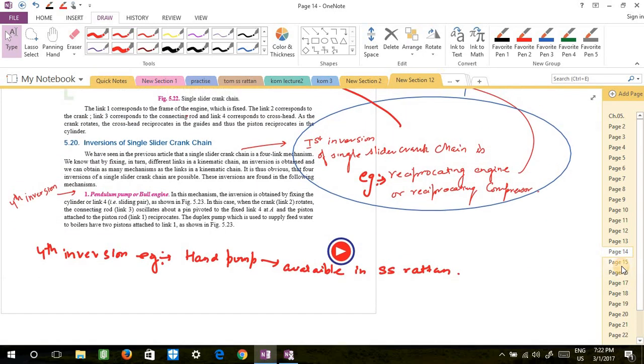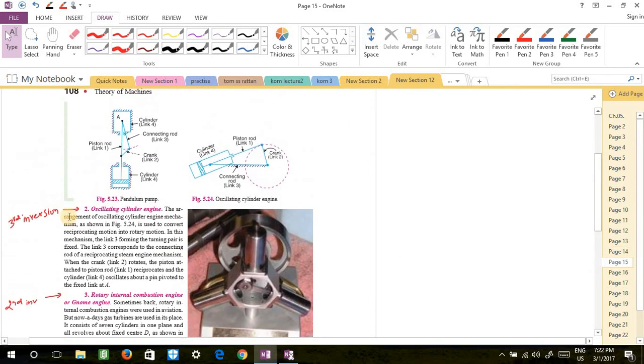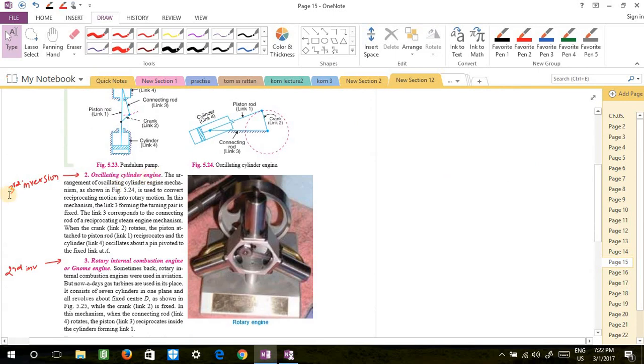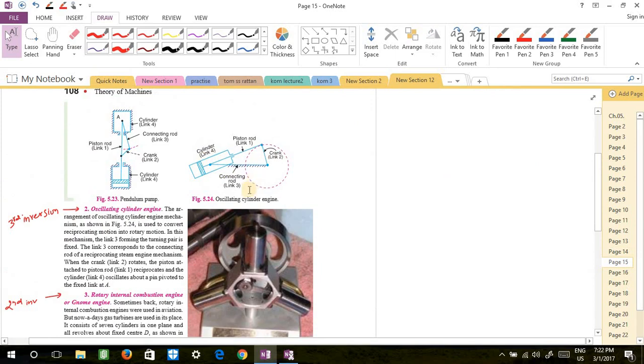And the next one is oscillating cylinder engine. So please note it down. In this, the third inversion has been fixed. So this is called the third inversion. Oscillating cylinder engine is an example of the third inversion. The diagram is represented over here.